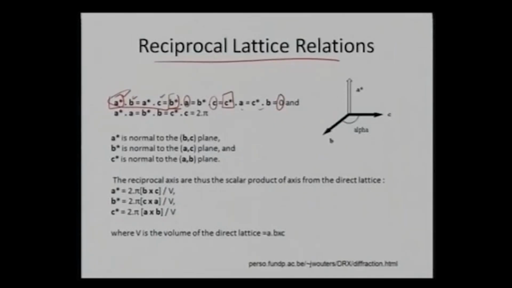And again the reciprocal axes are the scalar products of the axes from the direct lattice. That's how it basically forms the reciprocal lattice. And the volume V is nothing but A dot B cross C, or B dot C cross A, or C dot A cross B. That's how I get the volume of the direct lattice.